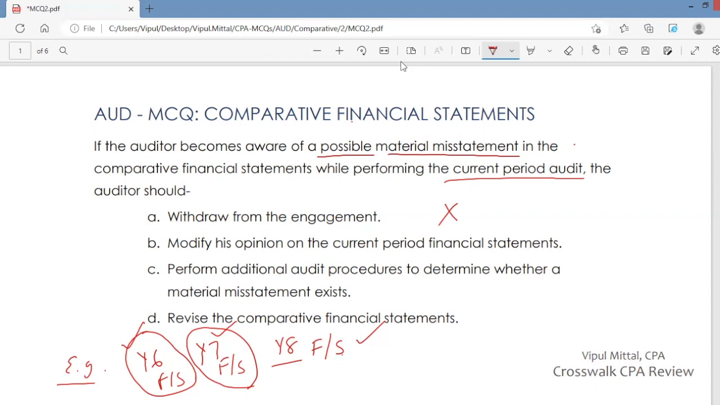Let's see answer option B. Modify your opinion on the current period financial statements. So you are the auditor for year 8 financial statements. You identify a possible material misstatement in year 7 financial statements. Would this result in modification of your opinion on year 8 financial statements? Answer is no. This is just a possible material misstatement in prior period financial statements. This will not cause you to modify your opinion on the current period financial statements. You would not do that.